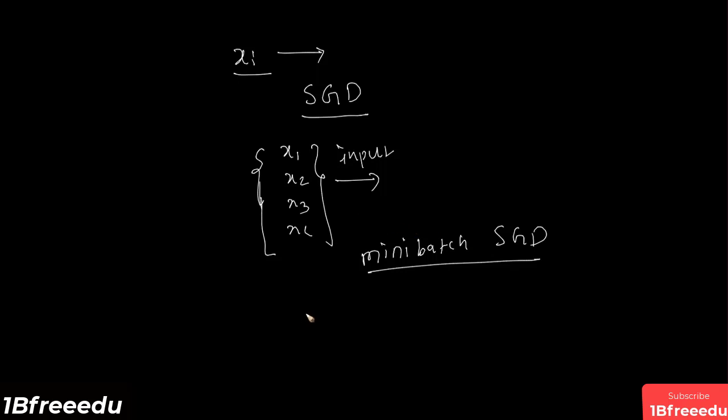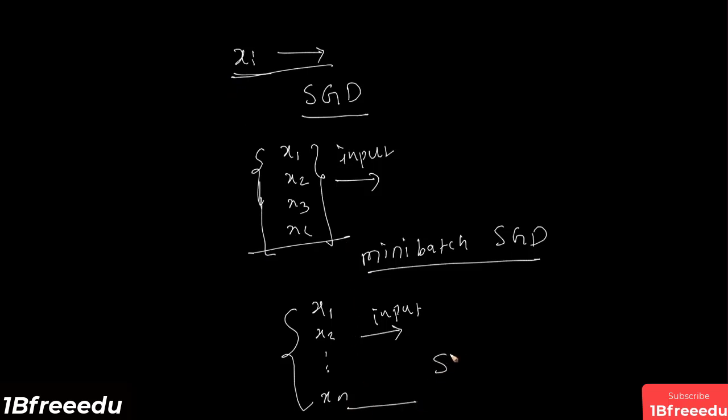And when I pass all the data points at a time, from x1, x2 up to xn, all of them as input to the neural network at once, this is called the standard gradient descent algorithm. Right? So I can use either SGD, mini batch SGD, or the standard gradient descent algorithm.